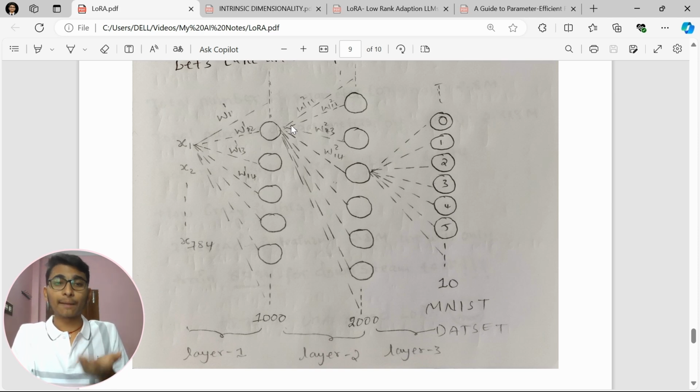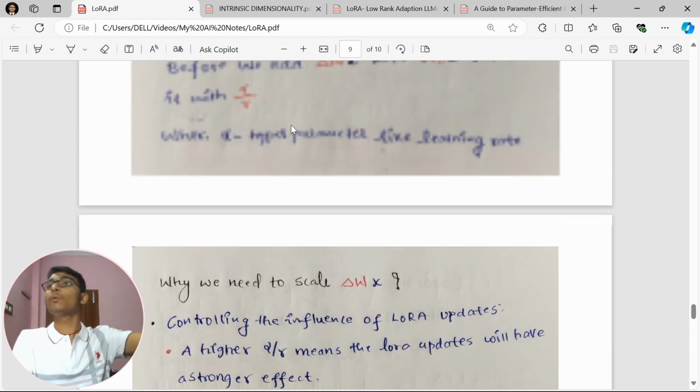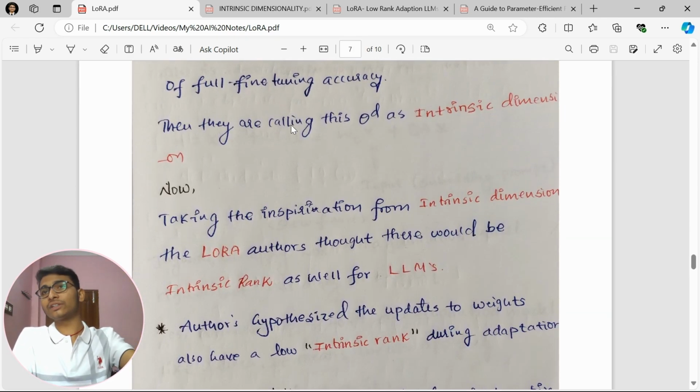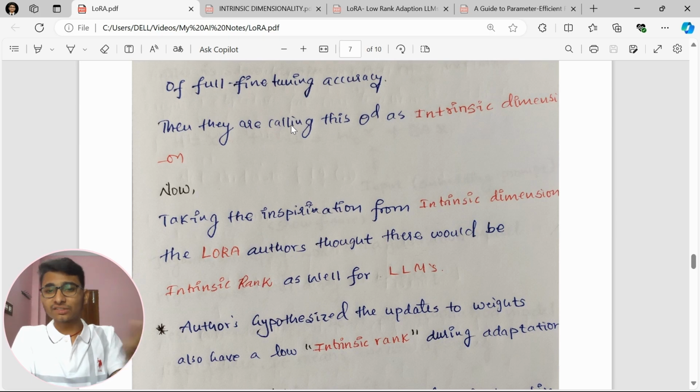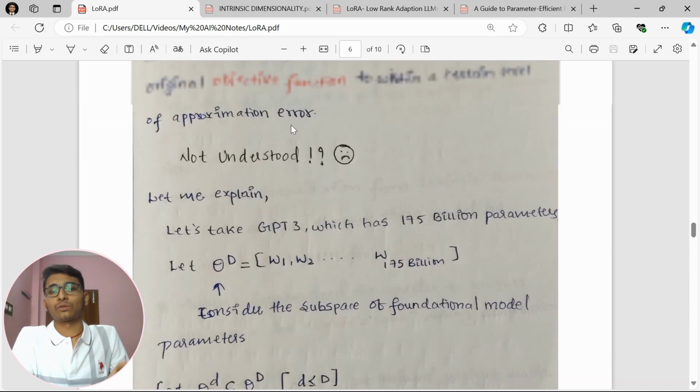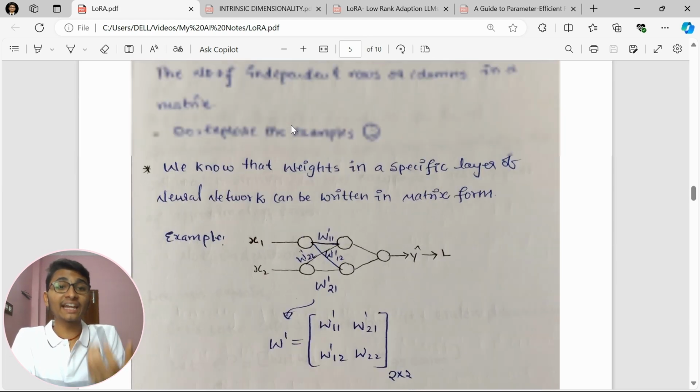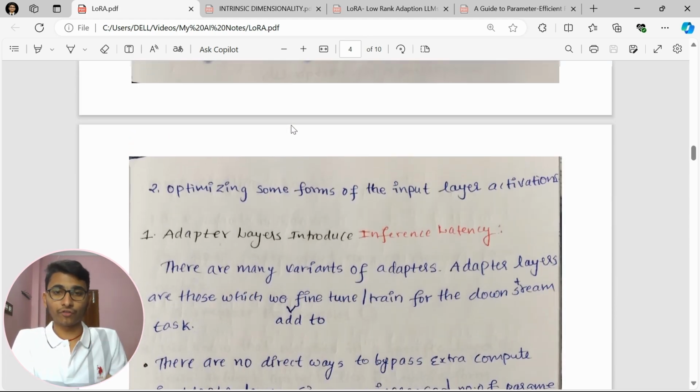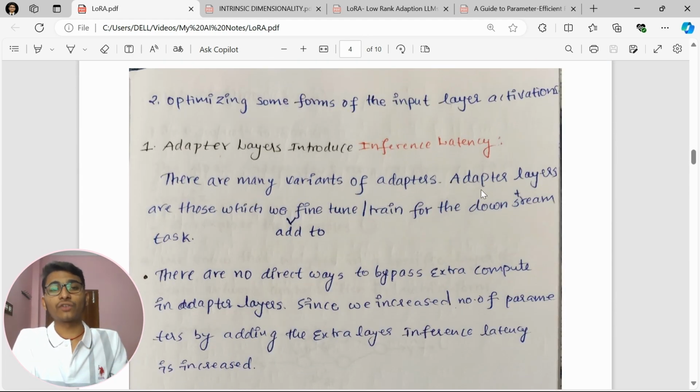That is the problem with adapter layers. I hope you understood. The problem with adapter layers is that they introduce inference latency, which the original model doesn't have. Original model latency is X. Now after using the adapter layer technique, we will have X plus something inference latency. But we want real time. We always want the model to be very quick. This is the consequence that we have with adapter layers.